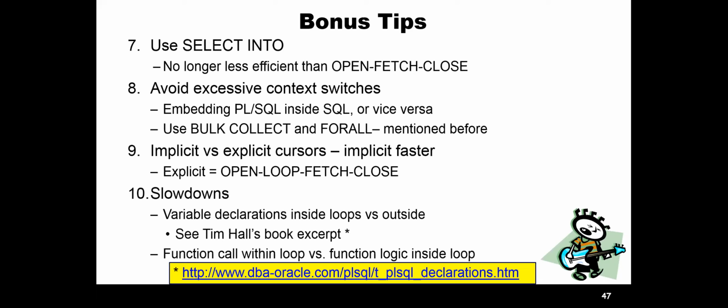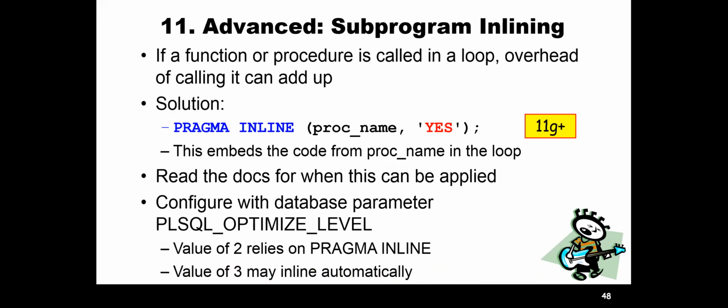Variable declarations inside loops. If you declare a variable inside a loop, then it's a little bit slower than declaring it outside, because you're doing it multiple times, which I guess would make sense. You can have a declare section inside a loop and then declare that same variable multiple times, but that's obviously going to be slower than doing it outside the loop. Again, there's a link to get more detail about that.